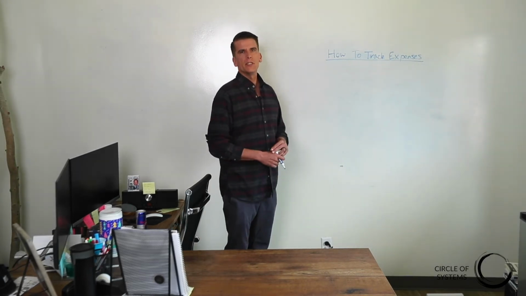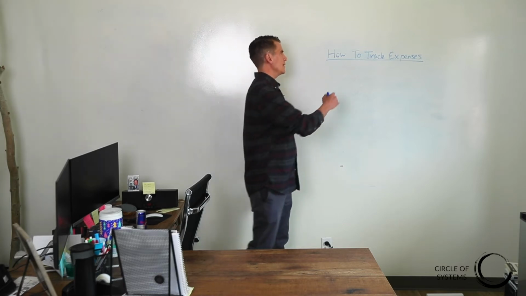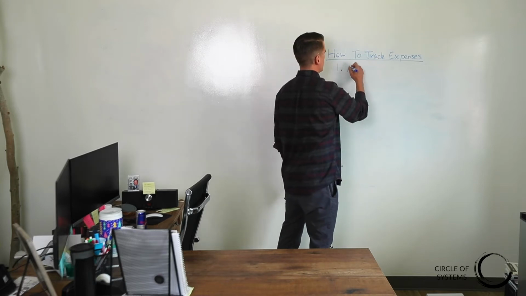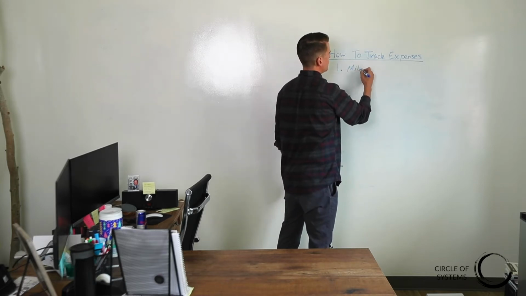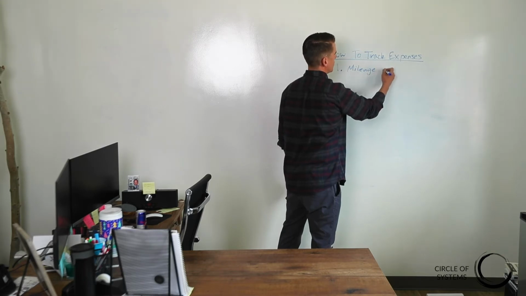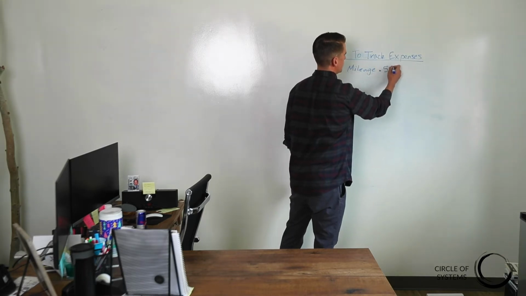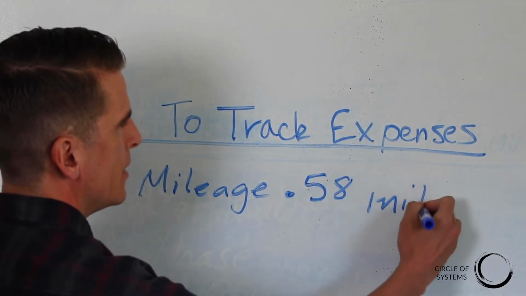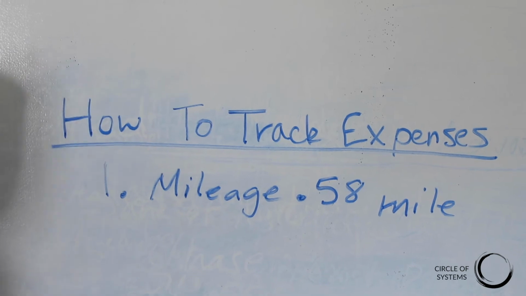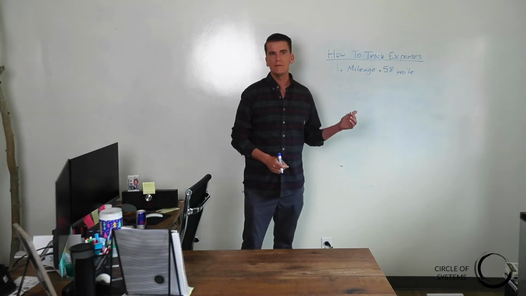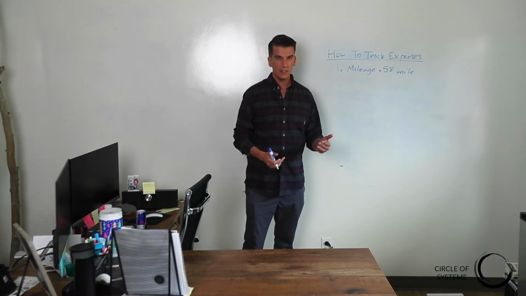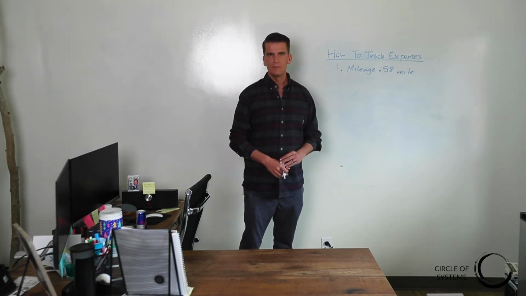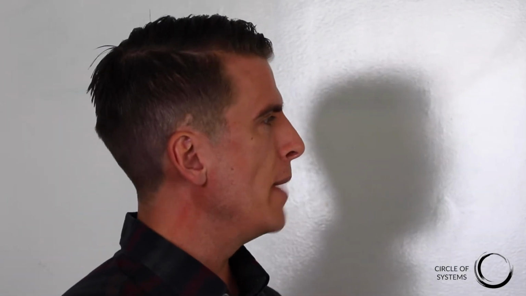So first things first, I would say the main thing that you want to track is going to be your mileage. Mileage is awesome because you get to take 58 cents per mile. That changes each year. Normally it goes up a little bit. But 58 cents per mile adds up really fast. If you've got 10,000 miles, obviously that's a $5,800 expense. That's going to lower your taxable income by $5,800, which is really nice. So make sure you track that.